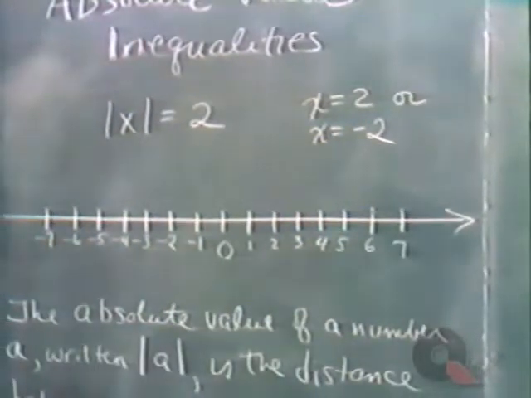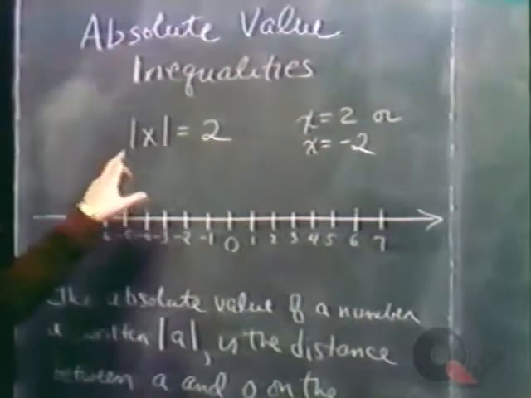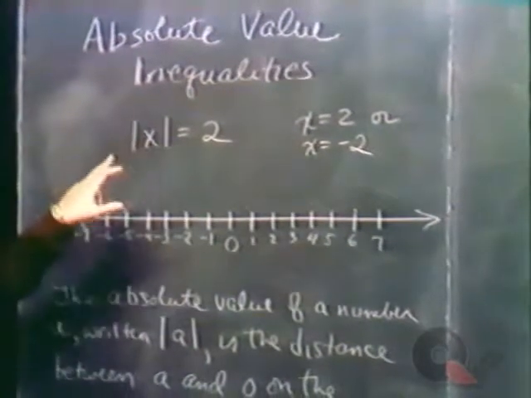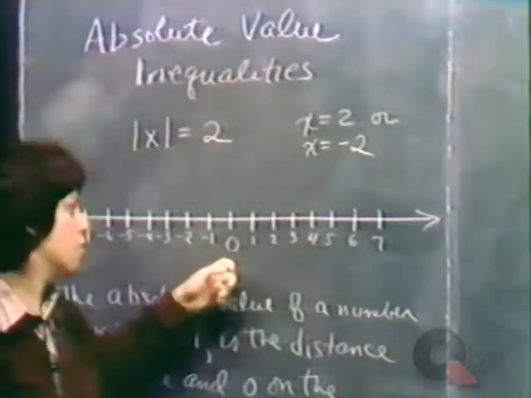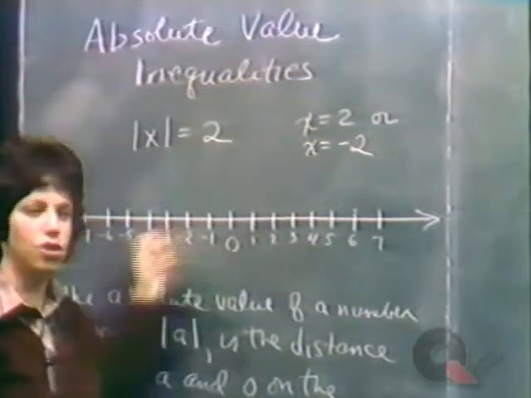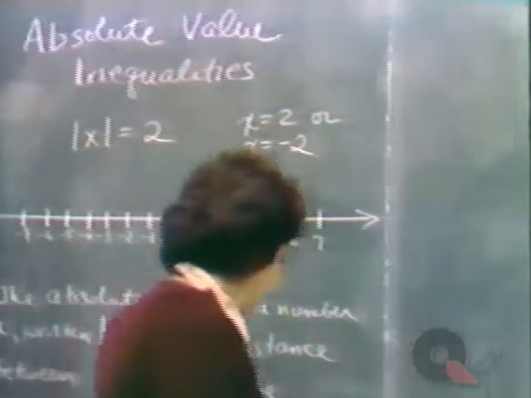And we were able to solve more complicated absolute value equations using the same logic. The important thing here is the distance between x and 0 is 2. That means x is 2 units away from 0, but it can be on either side, so you get the 2 answers. Now let's move into absolute value inequalities.